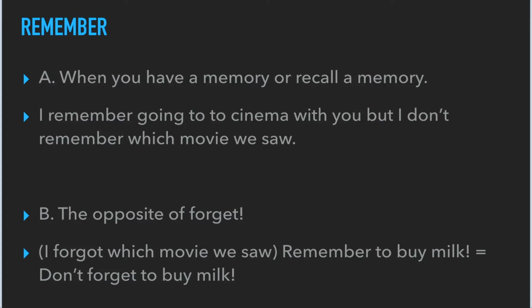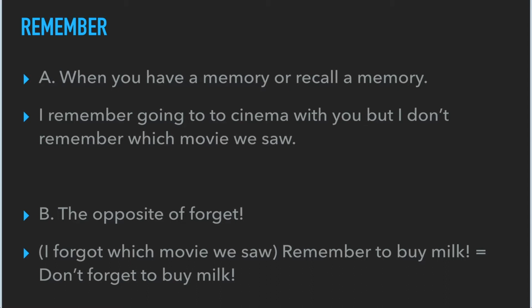We use remember when you have a memory or when you recall a memory. For example, I remember going to the cinema with you. Okay, that's a memory that I have. But I don't remember which movie we saw. Again, we're talking about a memory that I do have, I remember going to the cinema with you, and a memory that I don't have. I don't remember which movie we saw.